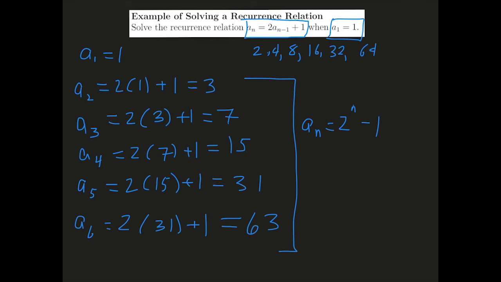Okay, so we solved this recurrence relation. Now, I picked this one on purpose because the example in the notes uses a process called iteration, and I didn't use iteration here. You can use iteration to get a closed form solution to this, but it gets very, very messy. So I wanted to show you an example where you can look at it and find the pattern and come up with a closed form solution this way.